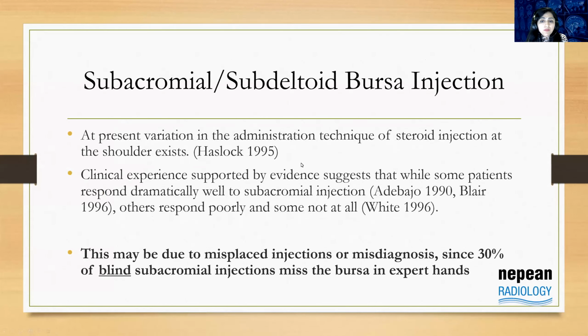Subacromial subdeltoid bursa, before the use of ultrasound, the bursa injection was usually done blind. So there are various studies about the results of subdeltoid bursa injection. Some studies show a very good response to injections, but some studies show a bad response as well. And I think the cause of the bad response is that blind subacromial injections can miss the bursa, even in expert hands, in 30% of patients. So that was the main reason.